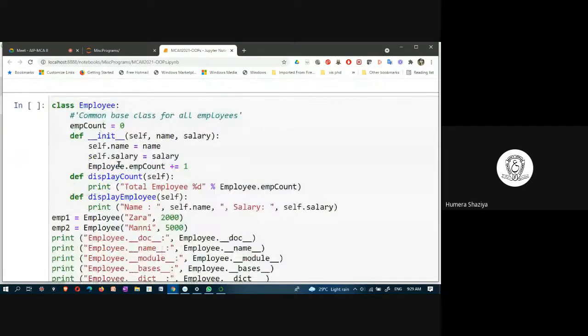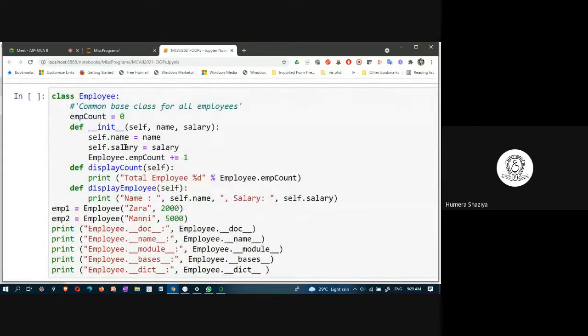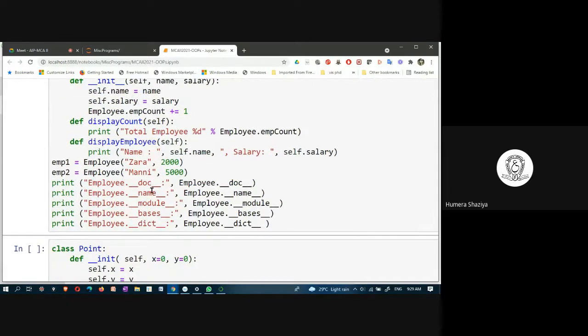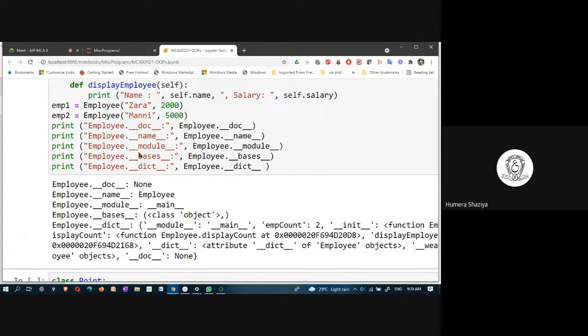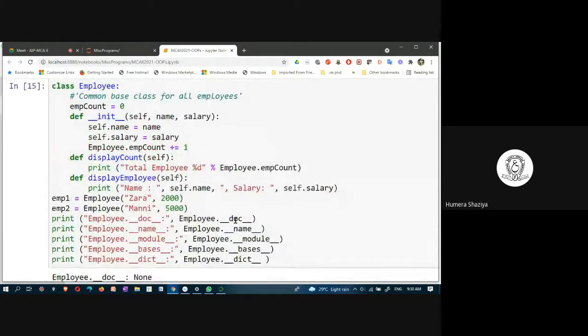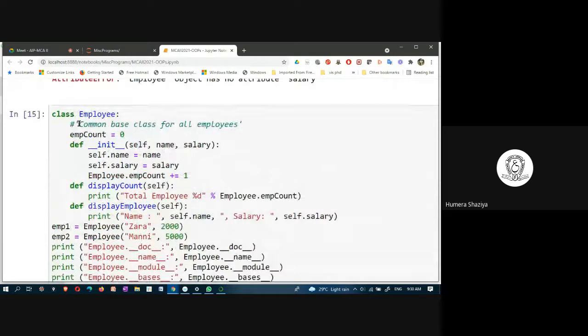This is a program that basically prints the built-in attributes. Every class has got built-in attributes, which are doc, name, module, bases, dict. These attributes we are printing. Why is emp.doc None? Because here it has been commented.